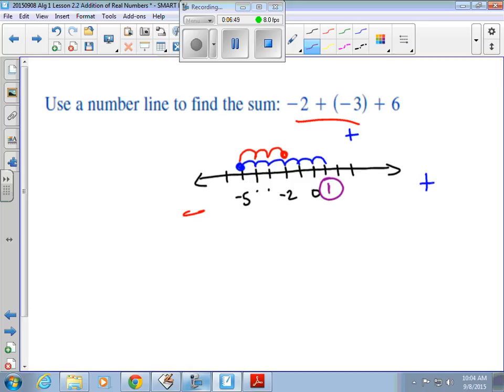And again, most of the time, I don't expect you to draw this out when you're doing the problems, but I need you to visualize it, especially going from positive to negative or negative to positive, to where you don't make very simple mistakes.